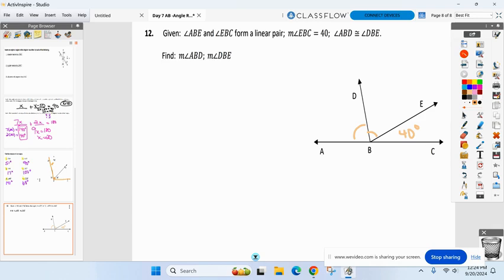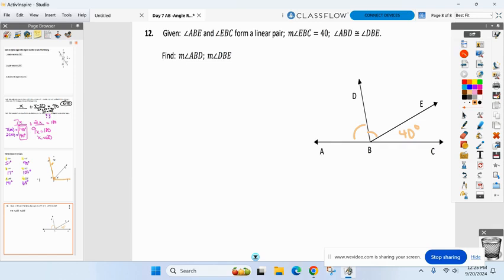Okay, I got 70, because I know the whole thing is 180. So I take away 40 and then I divided it by 2 because they're congruent, which means split it down the middle. Genius.